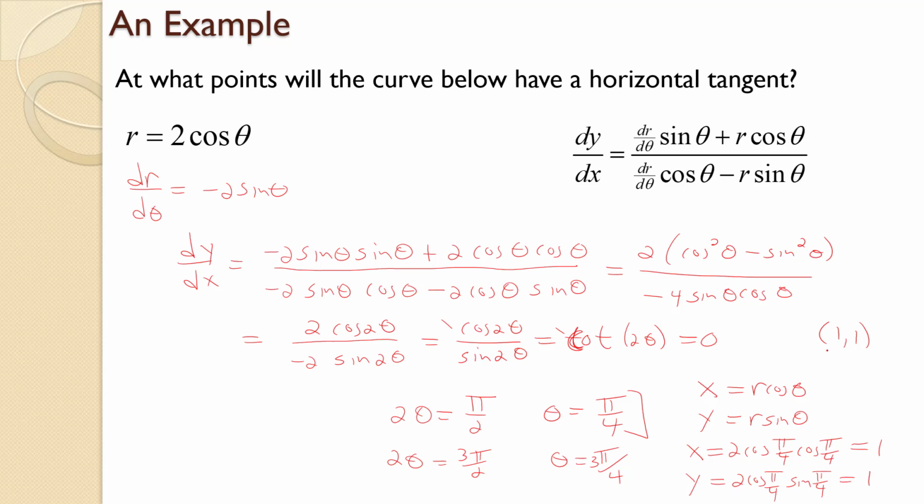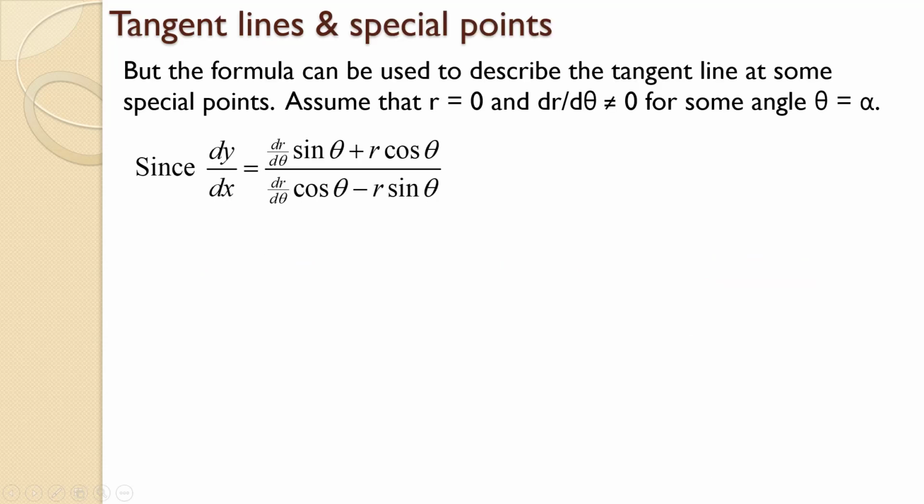If you'd rather express the answer in polar coordinates, you could, because you have the angle and you have the radius. You could just use that instead. And I'll leave the other point for you. But the real reason that we usually teach this formula is that it's very useful to describe the tangent line at some very special points.